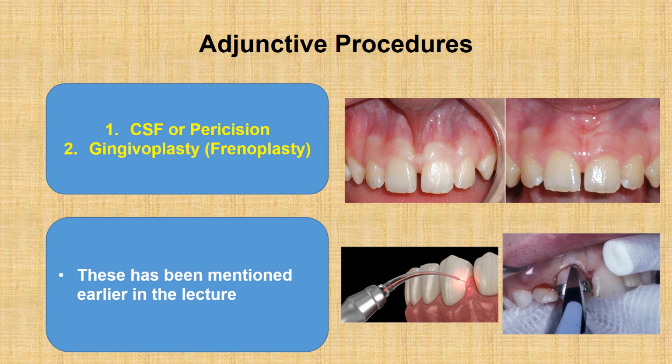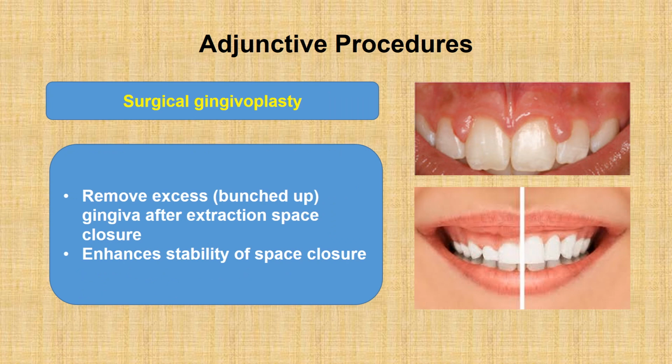Now, retention can also be enhanced with adjunctive procedures. Two of these adjunctive procedures have already been mentioned. One is the pericision or circumferential fibrotomy. The other one is the frenoplasty or gingivoplasty. Now, a surgical gingivoplasty can also be done to remove excess or bunched up gingiva after extraction space closure, okay, and it enhances the stability of the space closure.